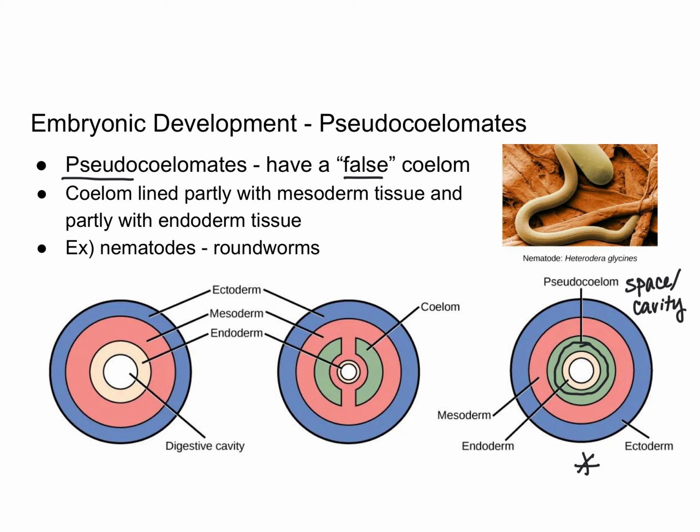But the main difference is that the cavity is lined on one side by mesoderm tissue, but lined on the other side by endoderm. Whereas in the true coelomates here in the middle, notice that the space is entirely encased within the mesoderm. So that's the big difference there, where this space is. An example of a pseudocoelomate would be roundworms, which are also known as nematodes.